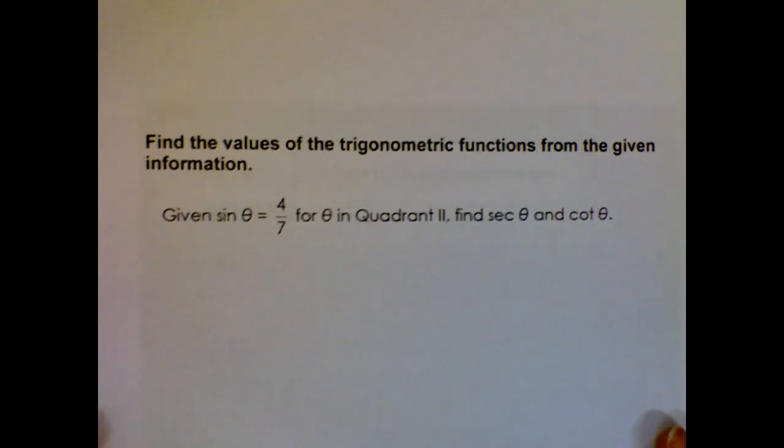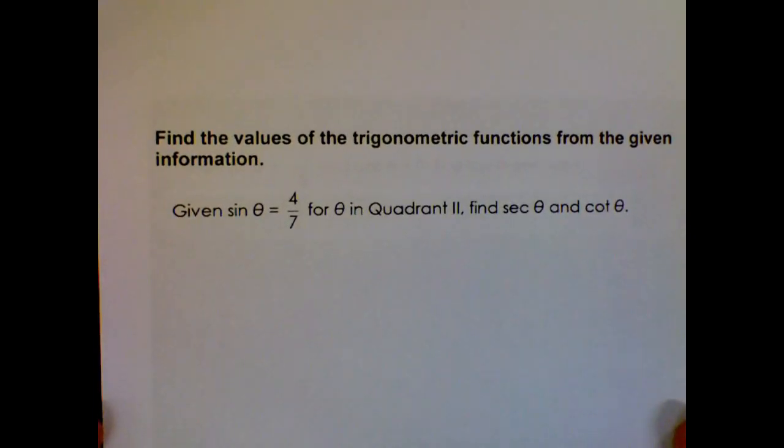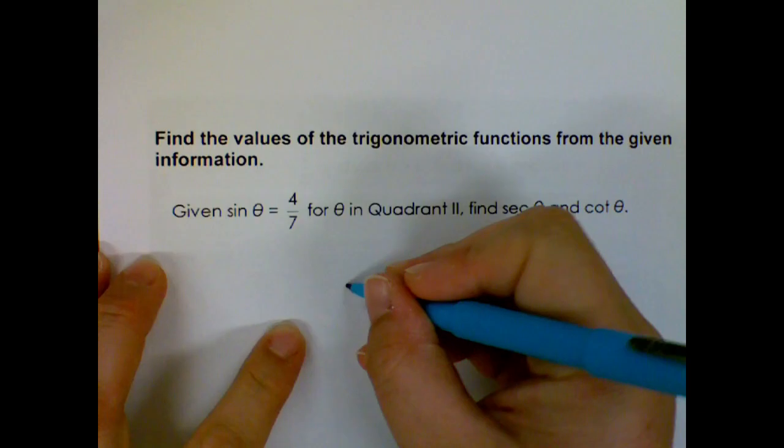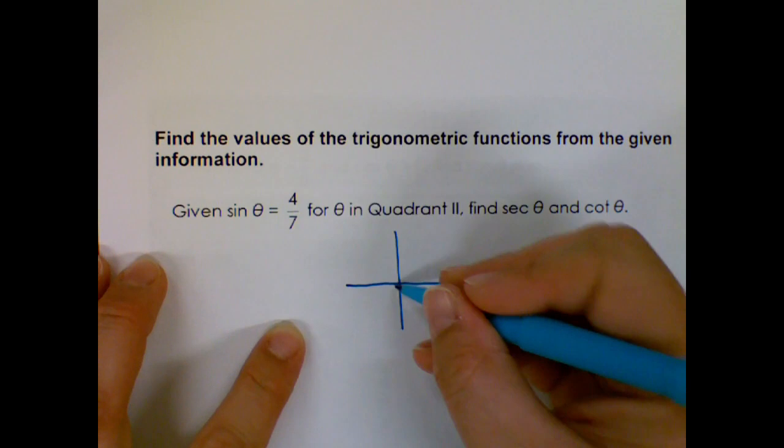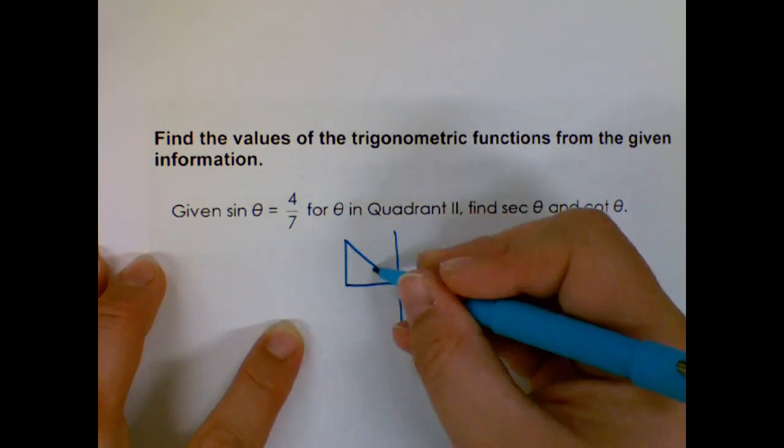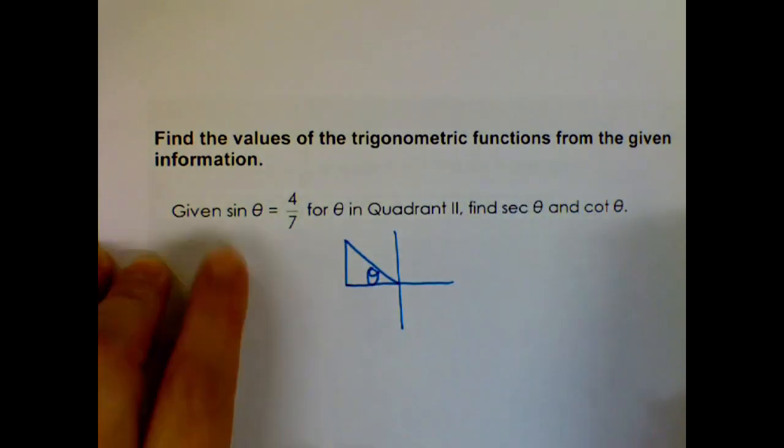All right, this is still part of section 4.4, but this is just going to be more practice, more examples. We're going to find the values of the trig functions given that the sine of theta is 4/7 and theta is in quadrant 2. I just need the secant and the cotangent. Well, if I'm in quadrant 2, I don't need to know exactly, that's going to be my theta.